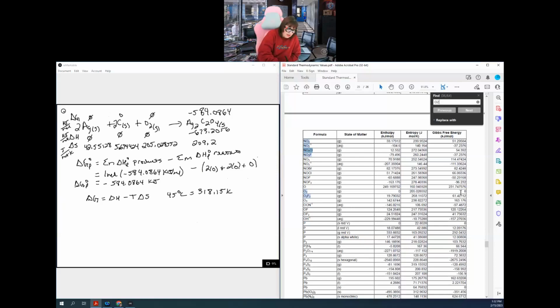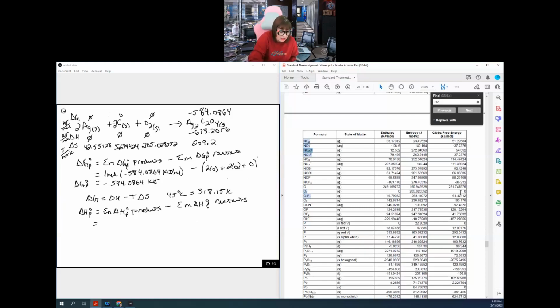So delta H, again, delta H F is going to be equal to the sum of the stoichiometry of my, oh, and that should be, no, sorry. This should not be delta H. That should be delta G. I am so sorry. Delta G, not F. And delta G, not F. This is delta H, F for my products, minus the sum of the stoichiometry of the delta H, not F, for my reactants.